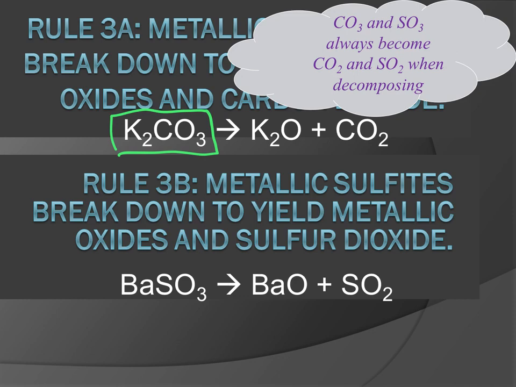Also, it says metallic sulfites. Sulfites are SO3 2-. Carbonates always break down to make CO2, and SO3 2- sulfite will always break down to make SO2. So barium sulfite will do something very similar to the previous one. It will make the metal oxide, barium oxide, and it will make sulfur dioxide, or SO2. This also is already balanced.